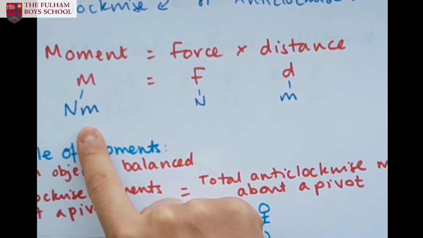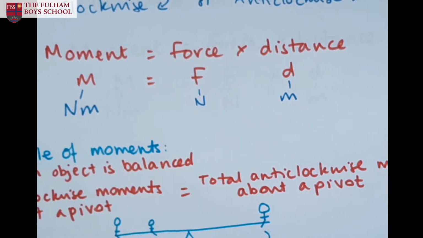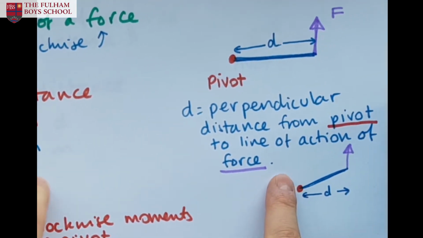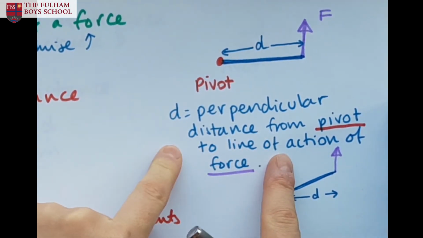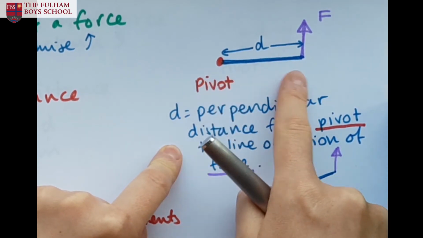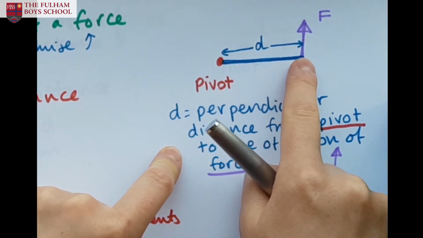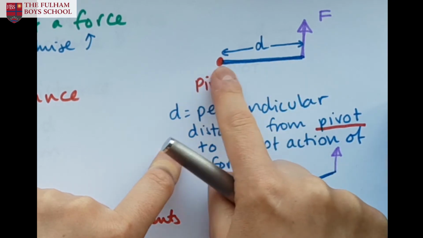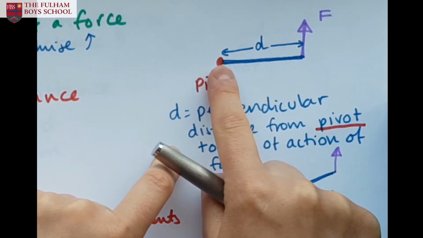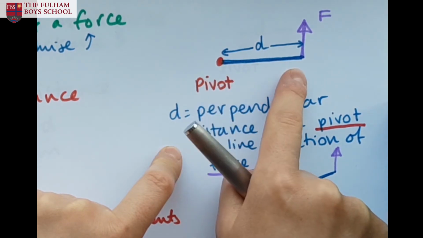It's not abhorrent if you find moments in Newton centimeters or something like that. That's not the end of the world, so long as it's consistent with what the distance is measured in. Now, the thing about this distance is quite important: the distance needs to be the perpendicular distance from the pivot to the line of action of the force. In this one it's quite straightforward because the line of action of the force is perpendicular to the blue line, which is the distance. And so the distance is simply the distance between the pivot and the force.